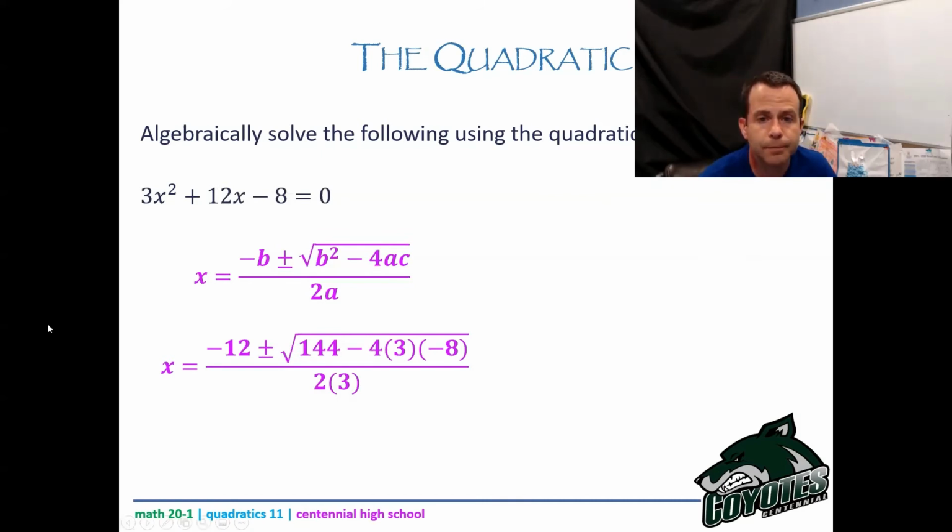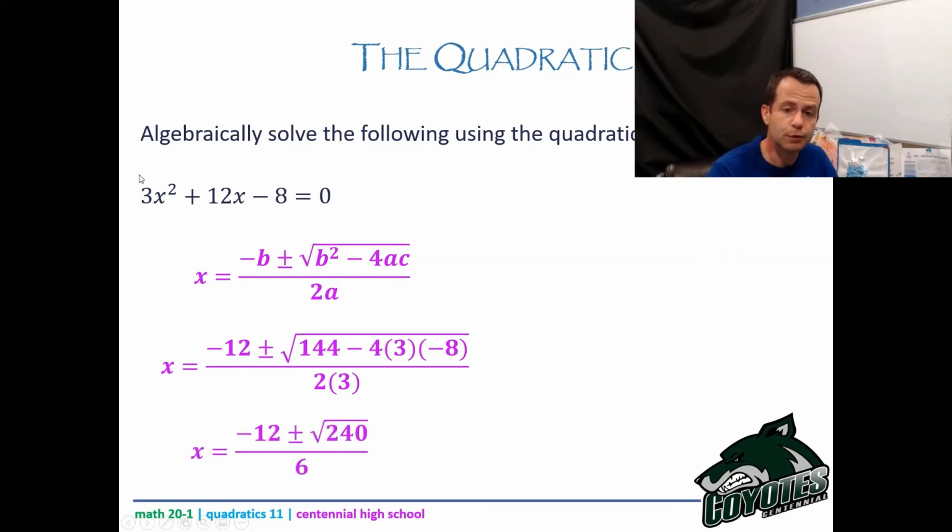The next thing I want to do is get what's underneath the square root to be one number. So 144 minus 4 times 3 times negative 8. I also know that the denominator is going to be 6. So that gives me negative 12 plus or minus root of 240 all over 6.